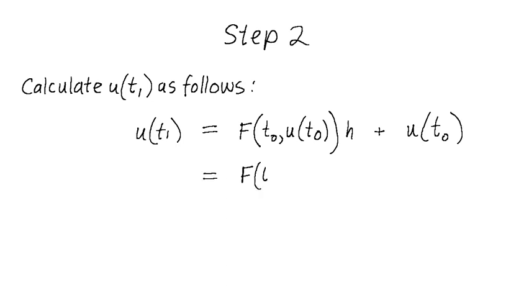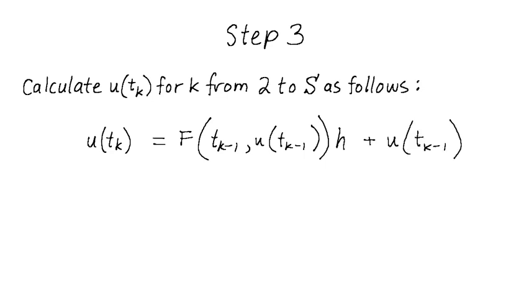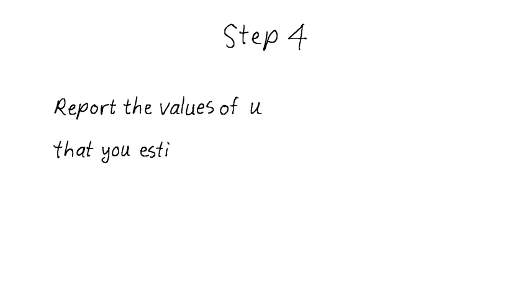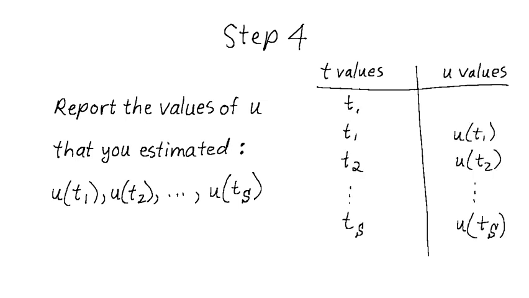Simplifying the previous line leads us here. Step 3 is really a bunch of steps repeated over and over. We calculate u at time t sub k for k from 2 to capital S using the following formula. Once we've calculated u at time t sub capital S, we move on to step 4, which involves reporting all the data we've generated. We can include the given initial condition here.